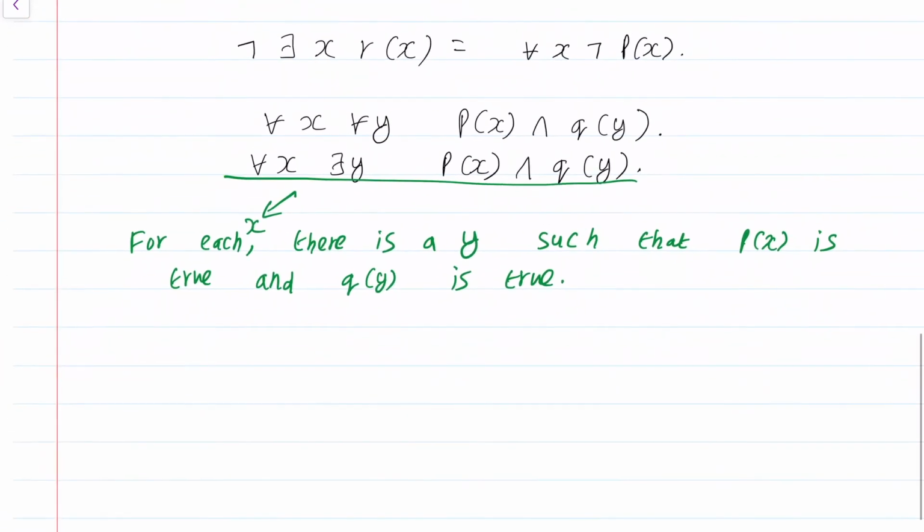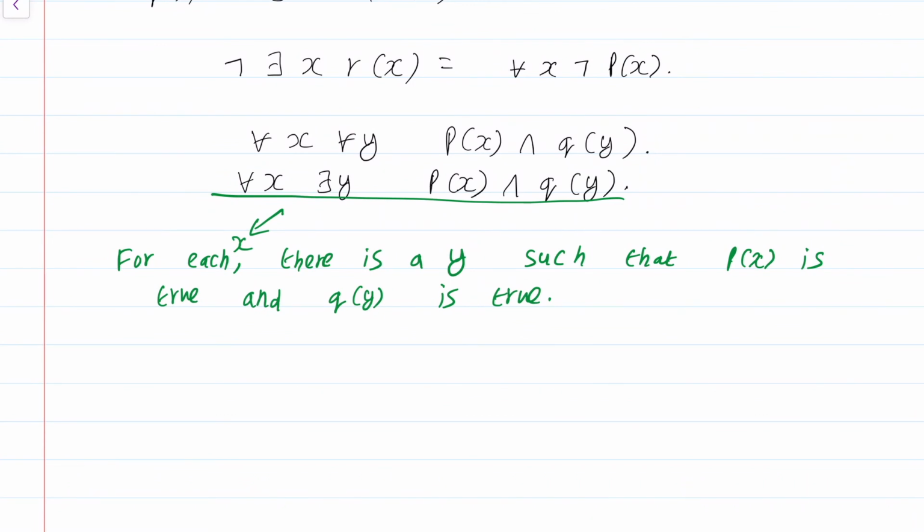So remember, this statement is asserting that given a choice of x, there is a choice of y such that this statement is true. It does not mean that the choice of y is fixed for each choice of x. No, the statement merely says that if you pick an x, there is a possibility of picking a y also such that p of x and q of y is true. It does not say that this choice of y will be unchanging. It will depend on x.